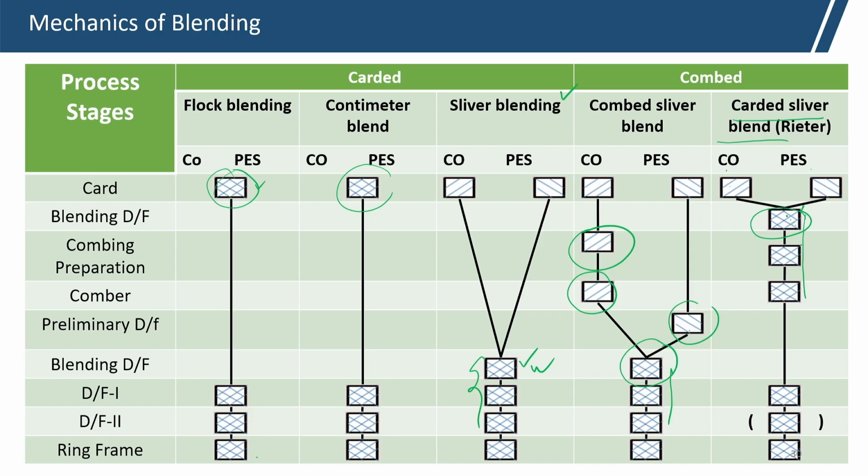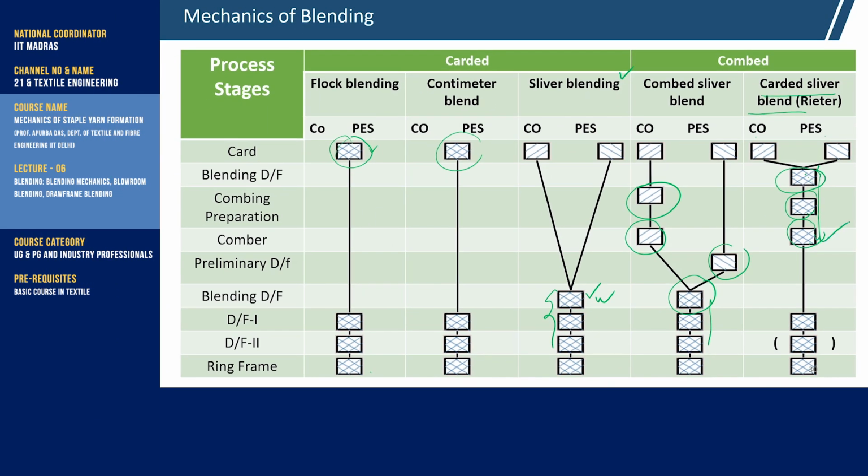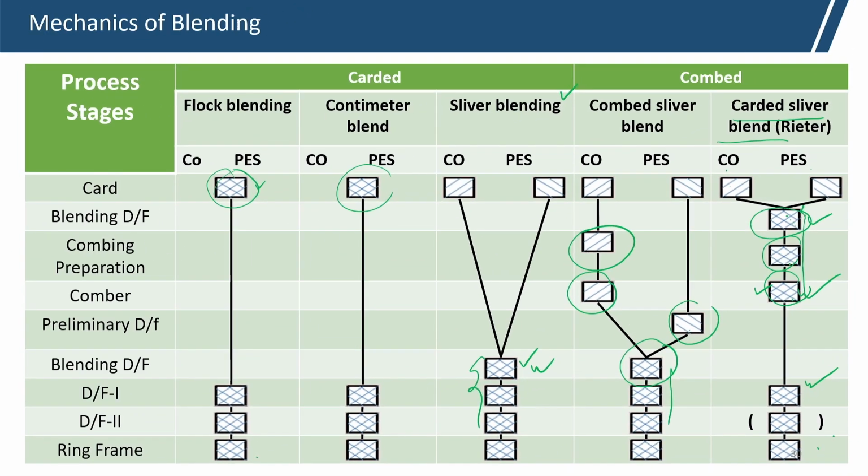And then combing preparation and combing. So, here polyester is also being combed, along with the cotton. This is a retar process, and here we typically need one additional draw frame, because we have already given another draw frame stage, and then roving frame and ring frame as per requirement. So, these are the different mechanics of blending.